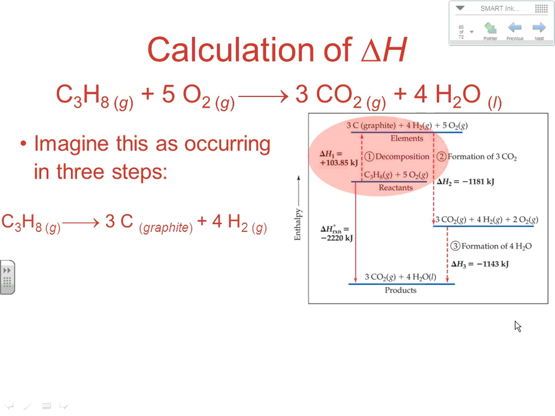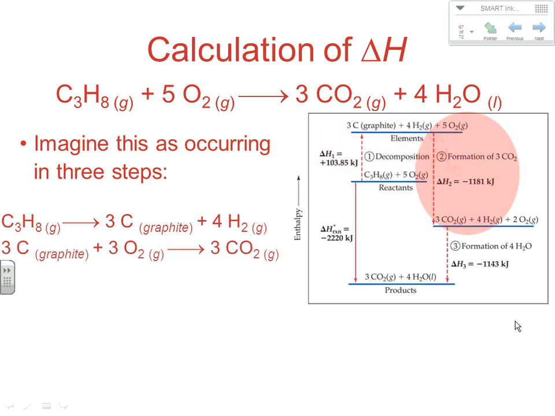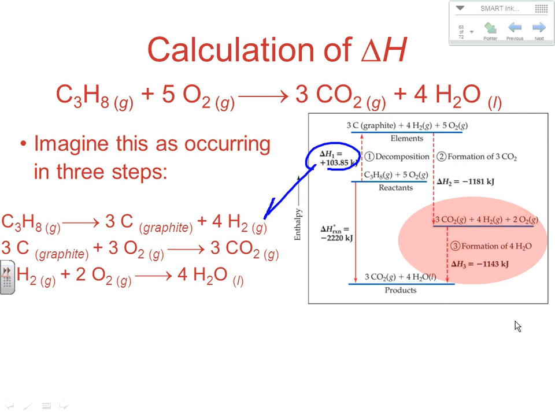Now, if we look at this reaction as actually occurring in 3 steps, we have the propane breaking apart into graphite and hydrogen. And then we have graphite and oxygen reacting to make carbon dioxide. And if we have hydrogen and oxygen reacting to make water, we've got 3 reactions. And for each of these reactions, reaction 1, 2, and 3, here is the energy of the first reaction. Here is the energy of the second reaction. And here is the energy of the third reaction. Well, our overall reaction can be expressed as the sum of these individual reactions.